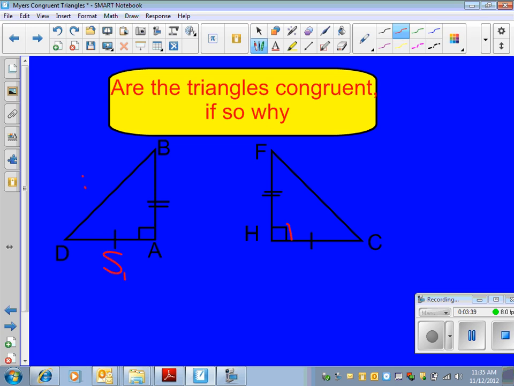One tick mark, I'll call this S1, S1, S2, S2. Oh, a bell. Class changes for some people, but not for us. We're still going at it.